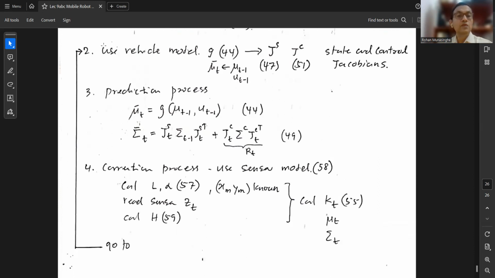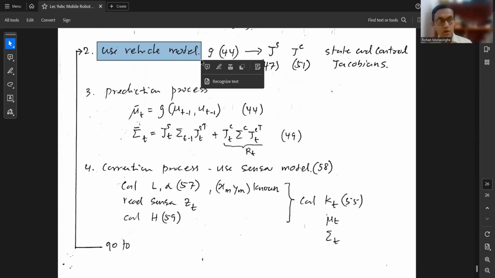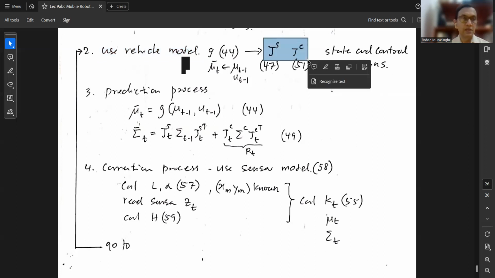Then use the vehicle model. You have to write down the equations for the vehicle model. For the two-wheel differentially driven platform, we have already derived the equations, right? That is equation number 44. Remember the three equations, x, y, theta, from t minus 1 to t, and then do the different partial differentiations with respect to the state variables and with respect to the control variables, and find out Js and Jc. Okay, state Jacobian, control Jacobian.